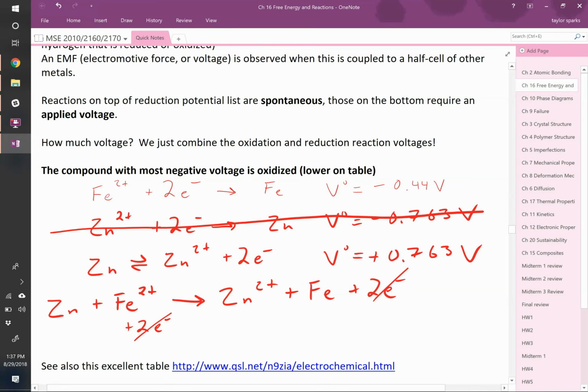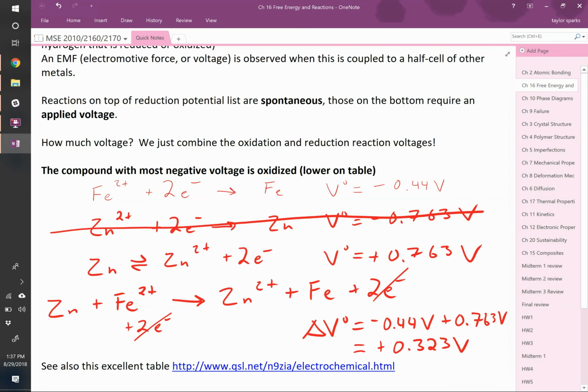And the voltage for this, the delta V naught, we call it, is going to be equal to negative 0.44 volts plus 0.763 volts. When you add those together, it comes out to be positive 0.323 volts. Since we end up with a positive voltage, this would be a spontaneous reaction. So you could say with confidence that the zinc is the one that's going to dissolve and iron is going to get plated onto here.